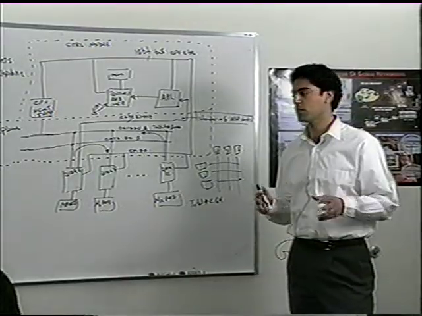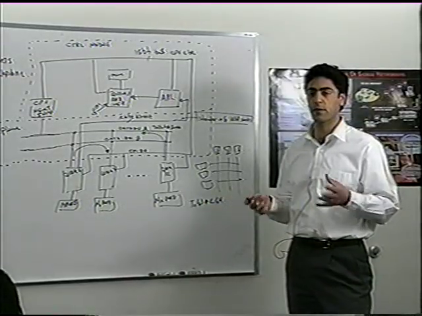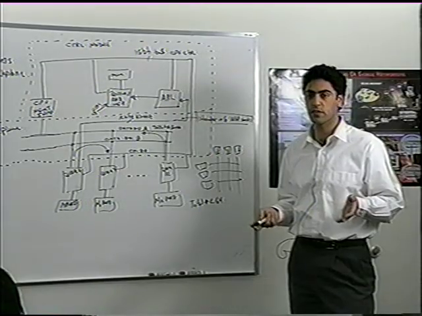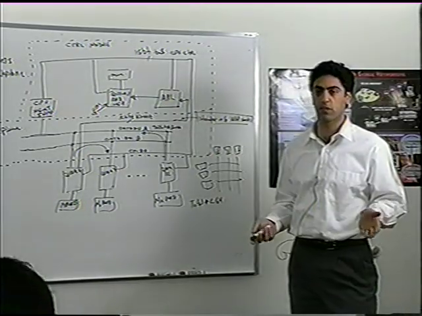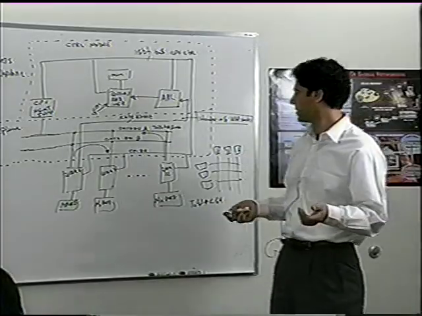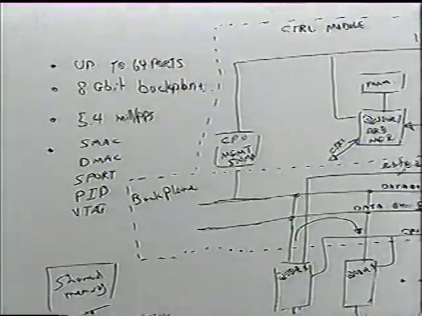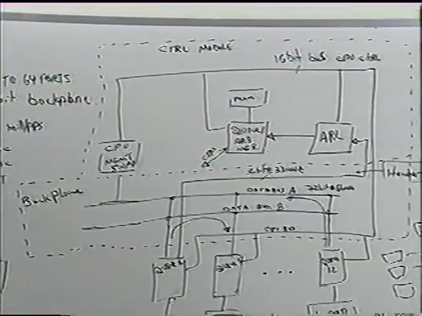But then again, of course, everything depends on what you need. I mean, a 16-port 10/100 module doesn't require such enormous bandwidth. You have only 16 ports, that's potentially 1.6 gig. So you really don't need that speed.